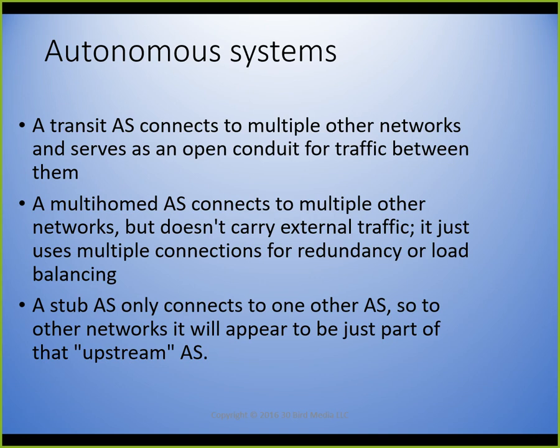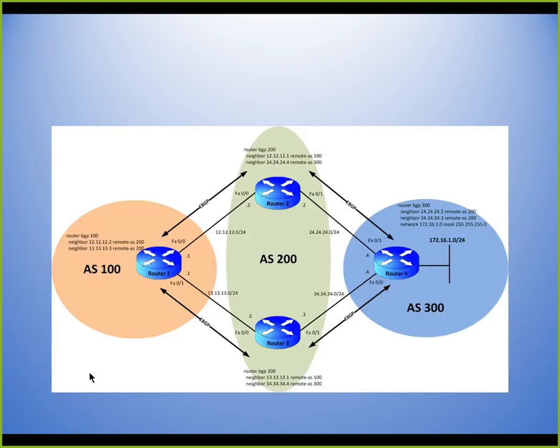traffic between them. A multi-homed autonomous system connects to multiple other networks, but doesn't carry external traffic. This goes on and on. What are we talking about here in the stub autonomous system? What we're talking about here is autonomous system numbers, and these are numbers that are assigned. I think IANA assigns these, and this is the way that the routers share information.